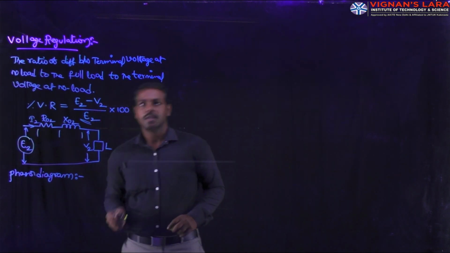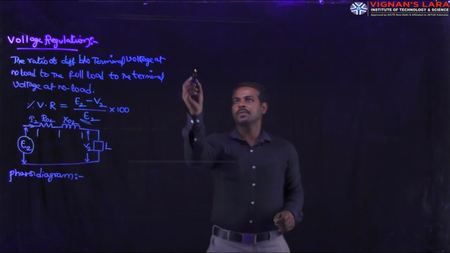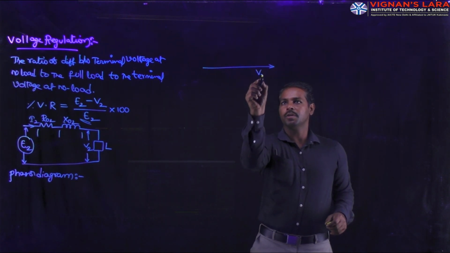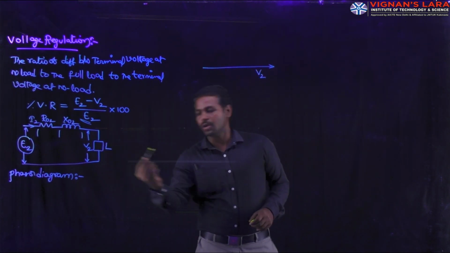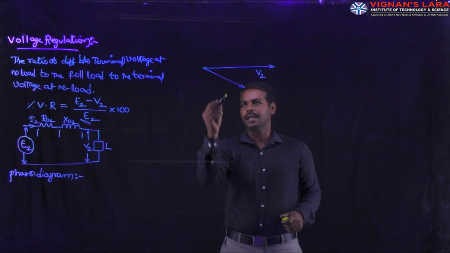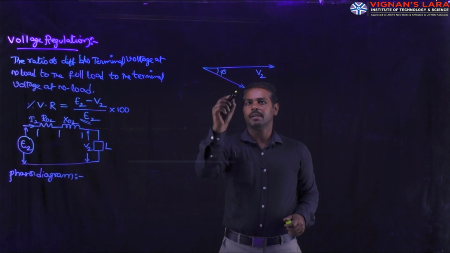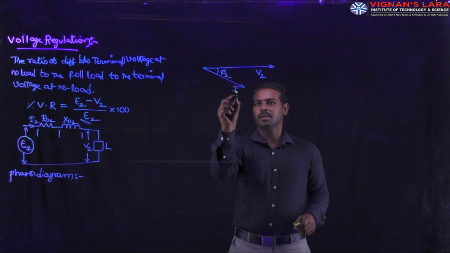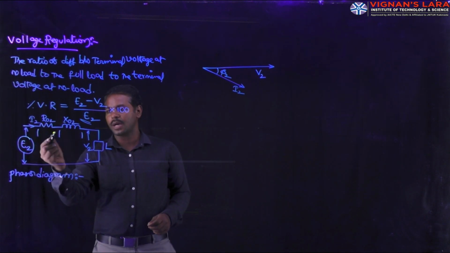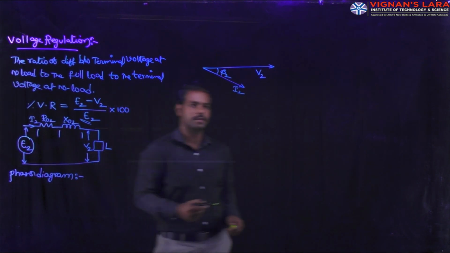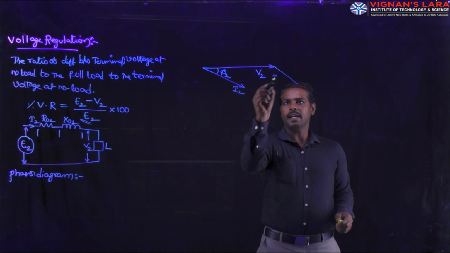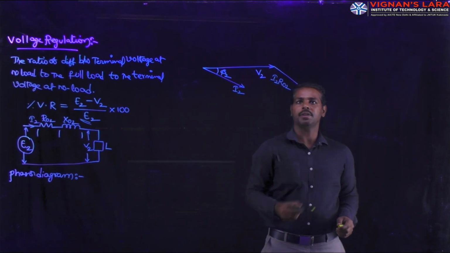First, we draw the phasor diagram. This is V2. When we connect an inductive load, the current always lags the voltage by an angle phi, let us assume phi 2. The current is I2. The voltage drop across the resistance is I2 into R02, which is always in phase with the current.